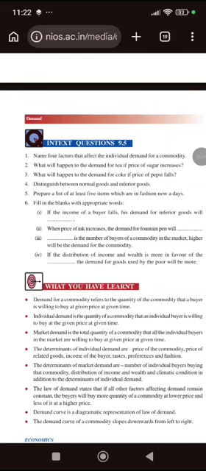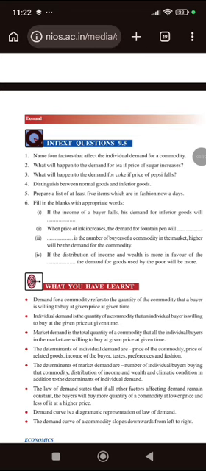Second question, what will happen to the demand for tea if the price of sugar increases? If the price of sugar increases, demand for tea will decrease. Question 3, what will happen to the demand for Coke if price of Pepsi falls? If price of Pepsi falls, demand for Coke will decrease.